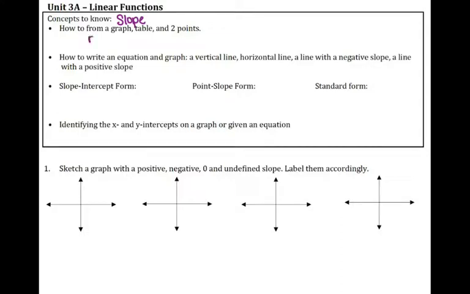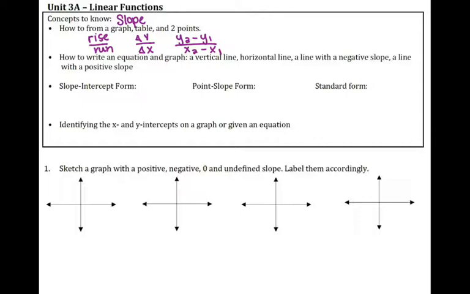So when we're talking about a graph, that is rise over run. When we're talking about a table, that is your change in y over your change in x. And 2 points has a formula, y2 minus y1 over x2 minus x1. Okay, we also need to know how to write an equation and graph a vertical line, horizontal line, a line with a negative slope, and a line with a positive slope.